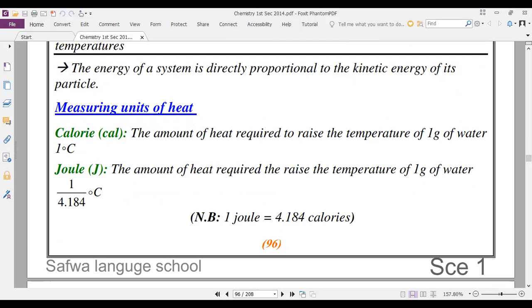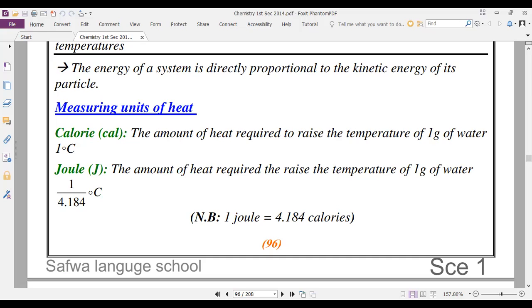We have, for example, the calorie, and its symbol is cal. What's meant by calorie? The amount of heat required to raise the temperature of 1 gram of water by 1 Celsius. Okay.